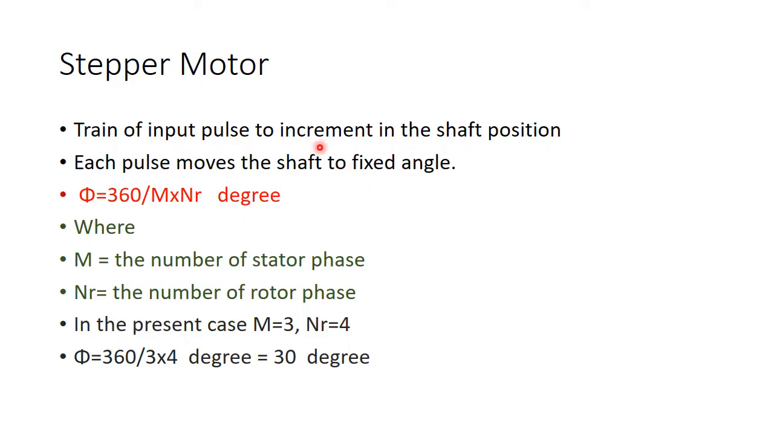In a stepper motor, as I said earlier, each input pulse is converted into an incremental shaft position. For rotating the shaft through a particular angle, we have a formula: 360 degrees divided by m into nr, where m is the number of stator phases and nr is the number of rotor phases. For example, if the stator is 3-phase and the rotor is 4-phase, when you multiply you get 30 degrees, which means that for each pulse the shaft is rotated through an angle of 30 degrees.